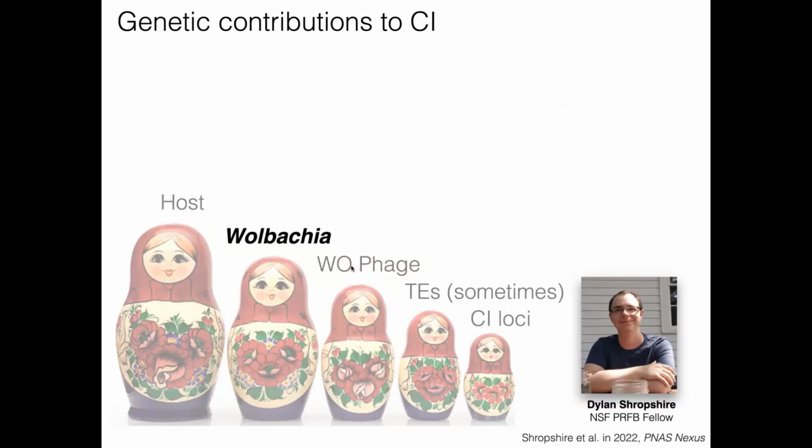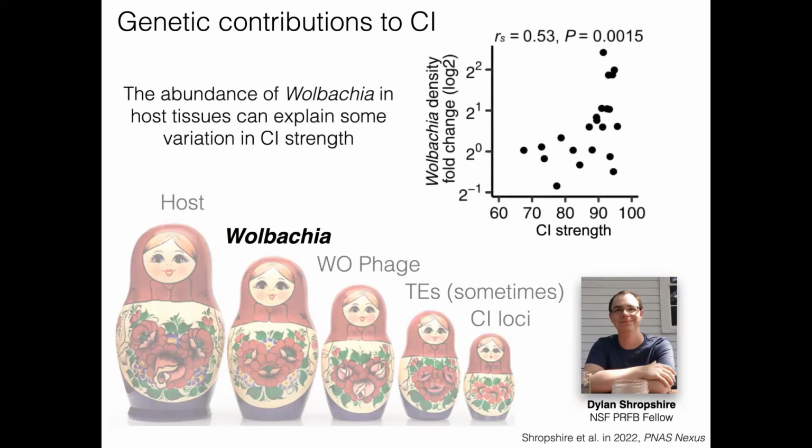What about the broader Wolbachia genome outside of cifs? Well, you could imagine if there are loci that contribute to things like Wolbachia replication and how abundant they are in host tissues, that could matter. It doesn't explain a lot of variation, but Dylan has observed that CI strength tends to be higher when Wolbachia are particularly abundant in male testes in systems he's looked at.